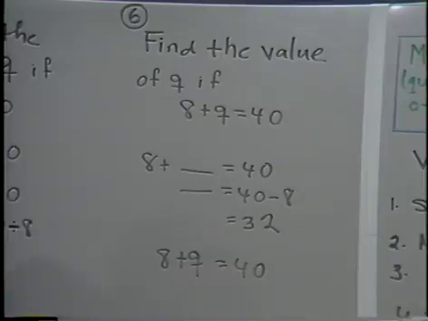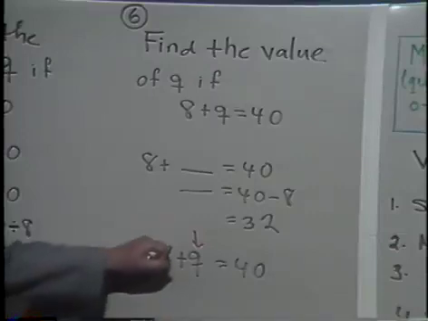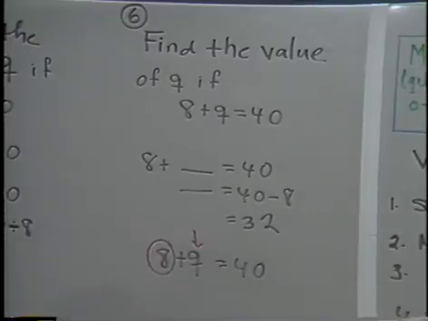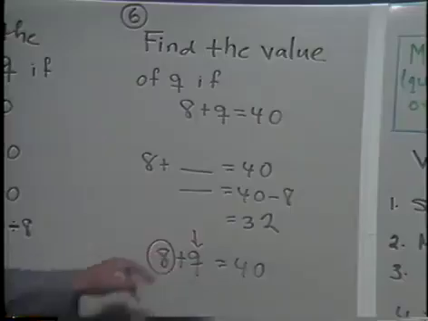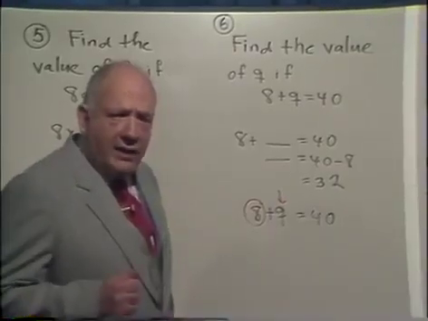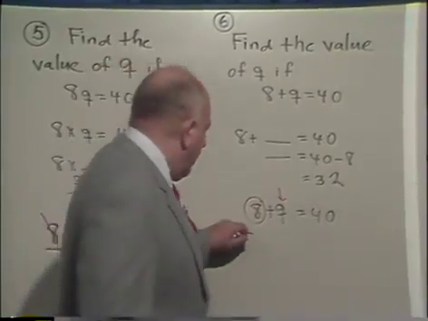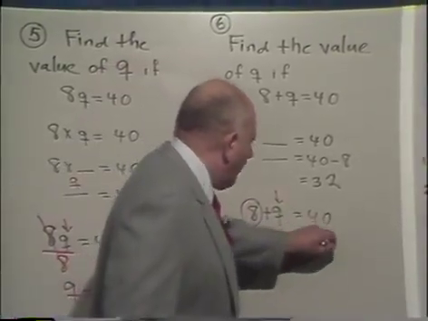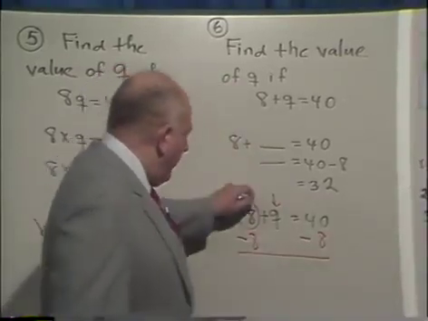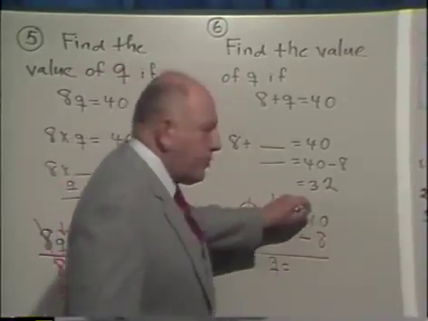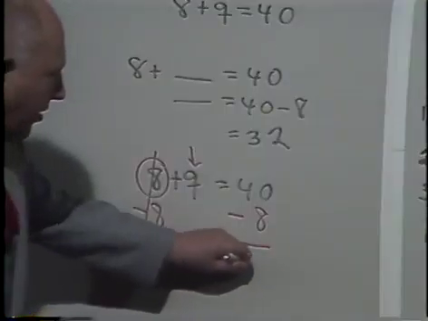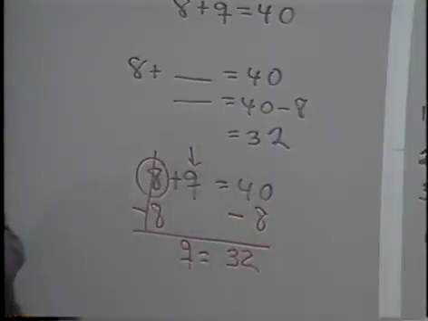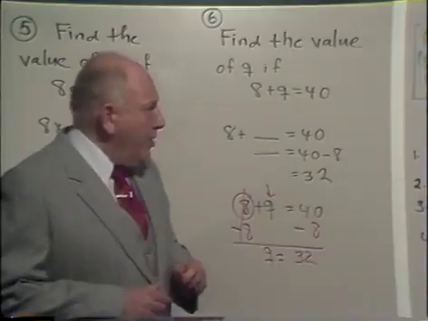But the algebra way doesn't even make you think that much. What it says is, look, you want the q by itself. What's blocking the q from being by itself? The 8. What's the 8 doing? It's being added to the q. See, you have to still read. How do you undo adding 8? You subtract 8. But if you subtract 8 from one part of the balance, you have to subtract 8 from the other part of the balance. The 8s drop out. You wind up with q equals what? 40 minus 8, which is 32. And that's precisely the same reasoning that you used before. See, so are you with me so far?